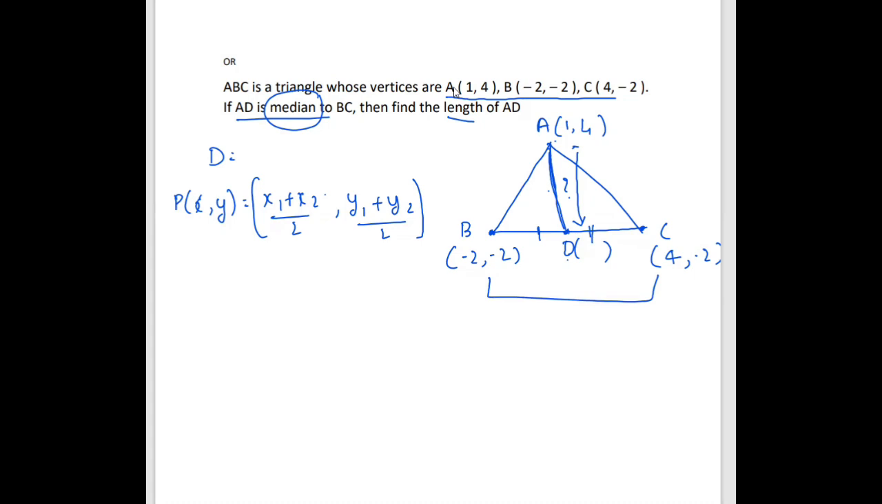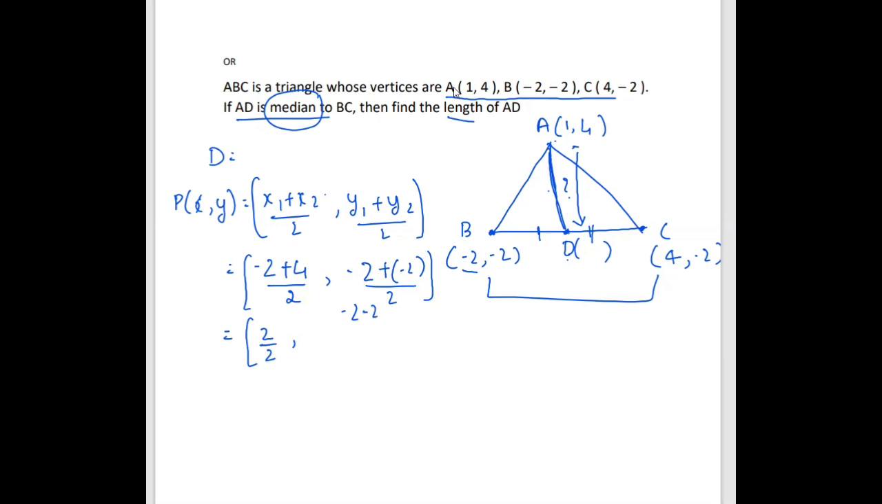So now what is the midpoint? x1 plus x2, so here minus 2 plus 4, divided by 2, comma, y1 is minus 2 plus y2 is again minus 2, so I'll put minus 2 here, divided by 2. Be very careful with the signs. Minus 2 plus 4, subtract, opposite sign, 2 by 2, comma minus 2, correct.